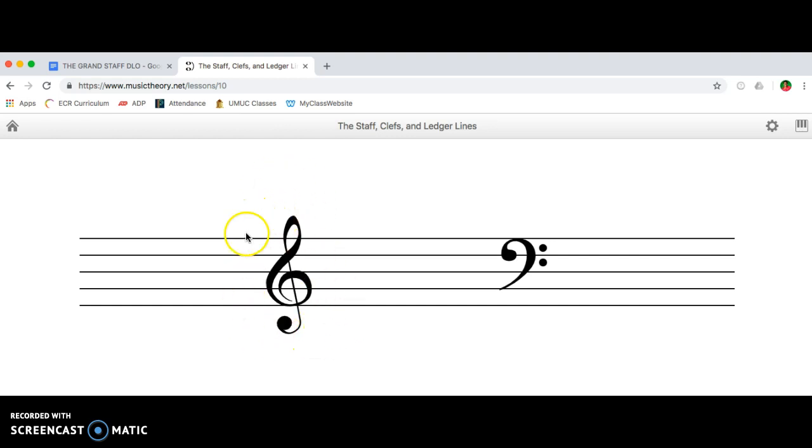Clefs assign individual notes to certain lines or spaces. These are called clefs. 2 clefs are normally used, the treble clef and the bass clef. First, we will discuss the treble clef, also called the G clef.